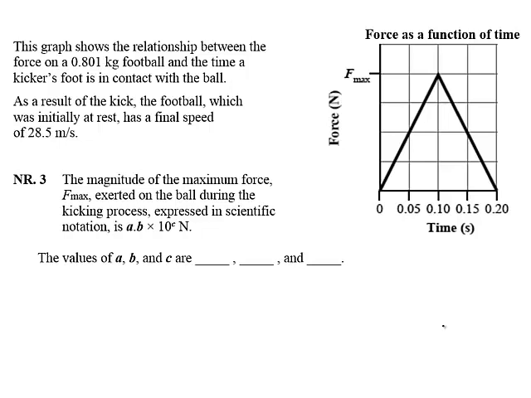Question number 3. This graph shows the relationship between the force on a 0.801 kilogram football and the time a kicker's foot is in contact with the ball. As a result of the kick, the football, which is initially at rest, has a final speed of 28.5 meters per second. The magnitude of the maximum force, Fmax, exerted on the ball during the kicking process, expressed in scientific notation, is. So you're trying to find out what this is. That's your unknown.